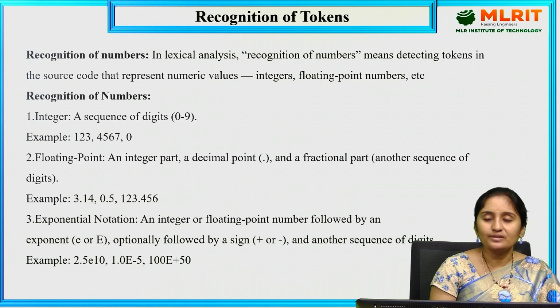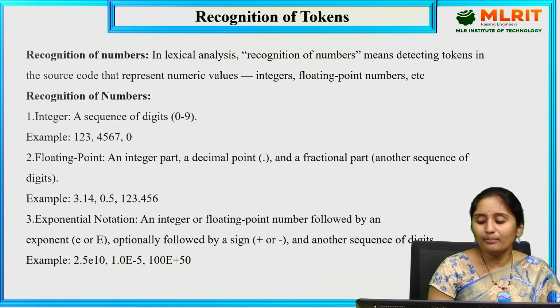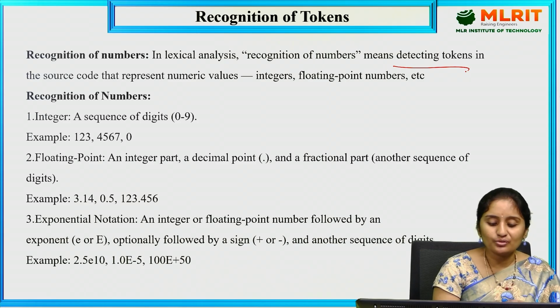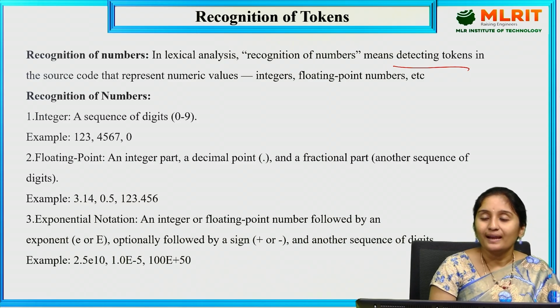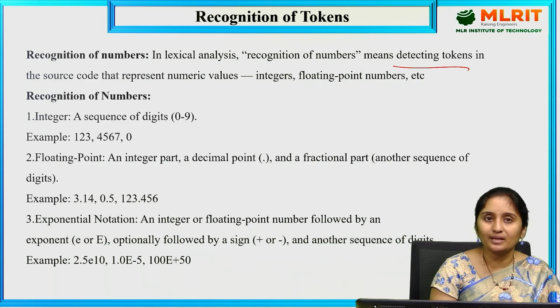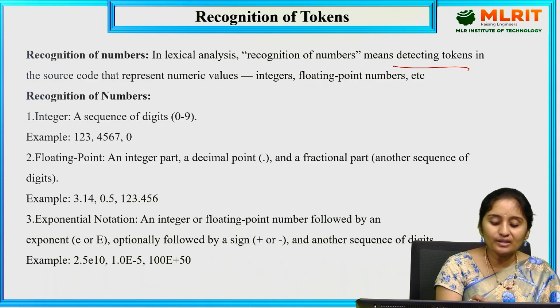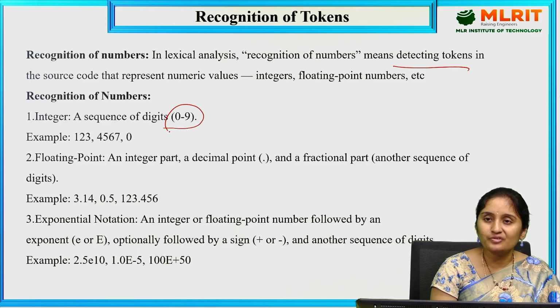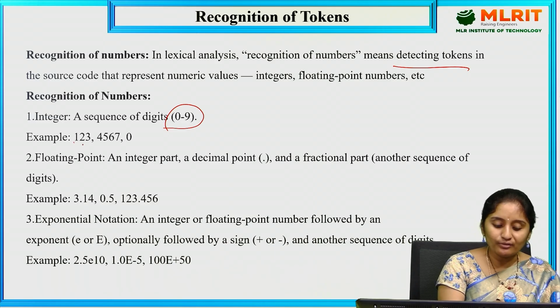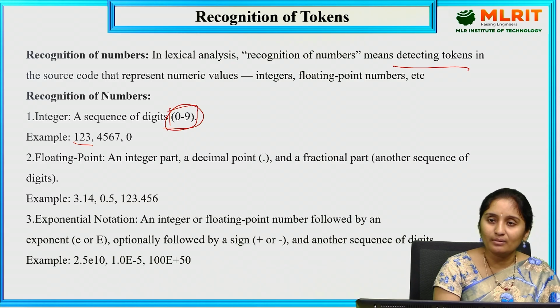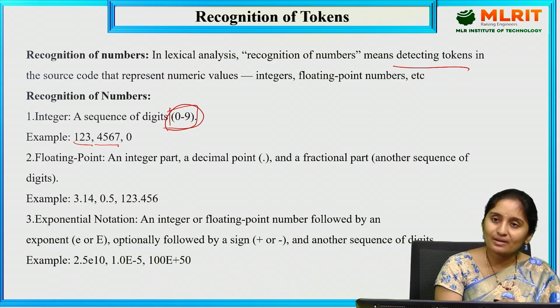So the next one is recognition of numbers. This means detecting the known tokens in the source code that represent values like integers or floating point numbers. Integer numbers are a combination of 0 to 9 digits. So 123 is one integer number, a combination of any digits: 4, 5, 6, 7, and 0 is also a number.